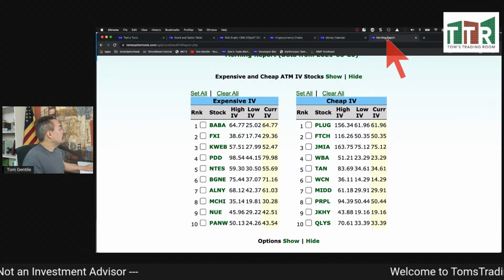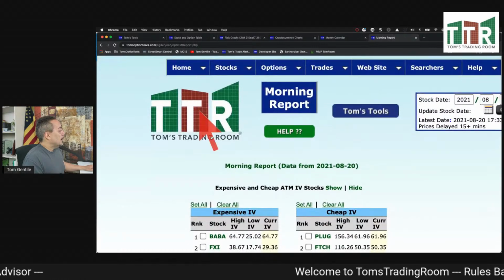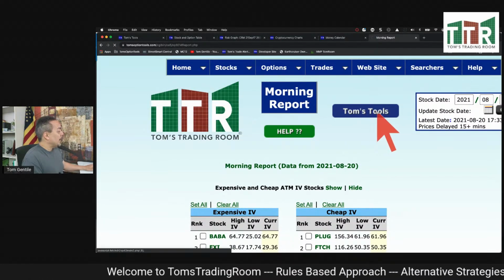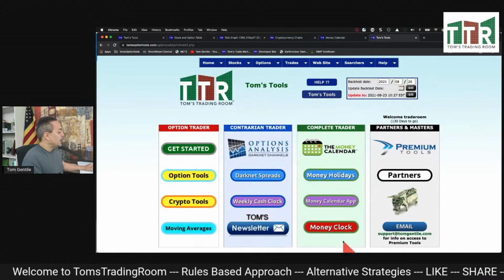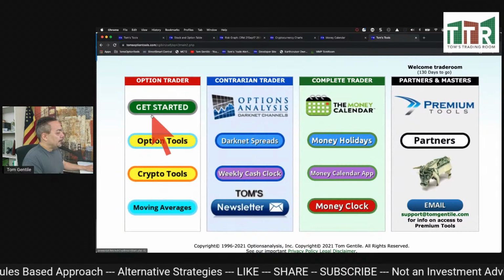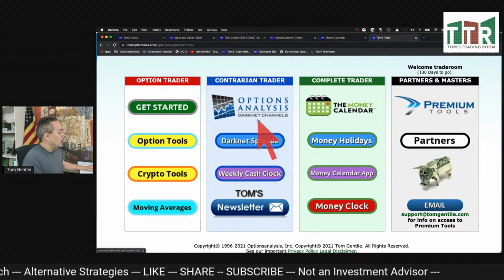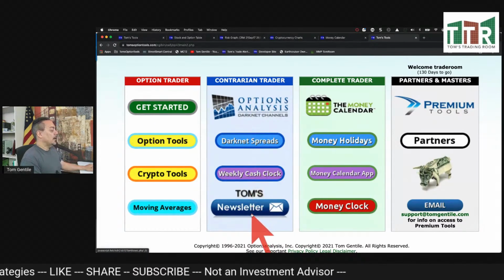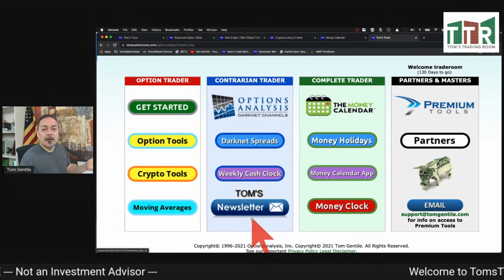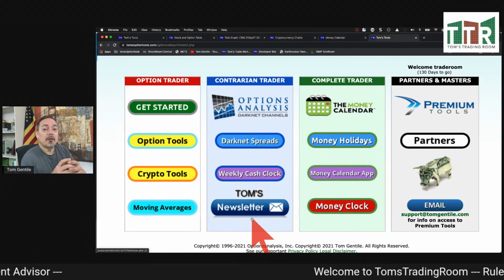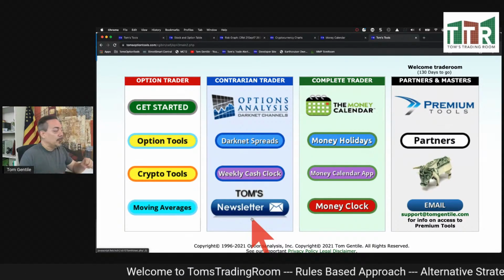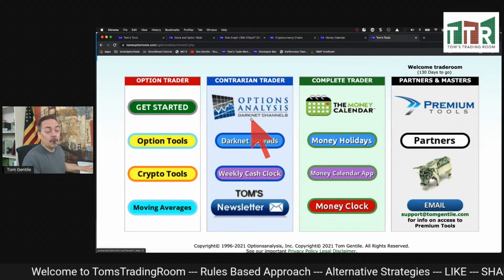So I'm going to jump right off of this area here. To get there, for those of you that are tools users, go to Tom's Tools. I'm going to go right to the front here. Look at all this information, all this stuff that we can do. Option traders, go here. Contrarian traders, it's similar to Elliott Wave, but the problem with Elliott Wave is that it's subjective. That means the wave counts can move. Our stuff doesn't move, win, lose, or draw.